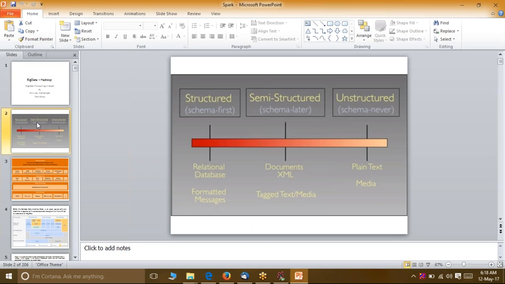So you are aware, whatever has been shown in this slide: structured data, that is schema first; semi-structured, that is schema later; and unstructured, that is schema never. That is schema never. There is a reason why this is being shown now.